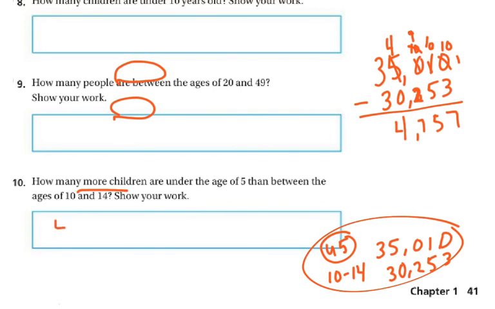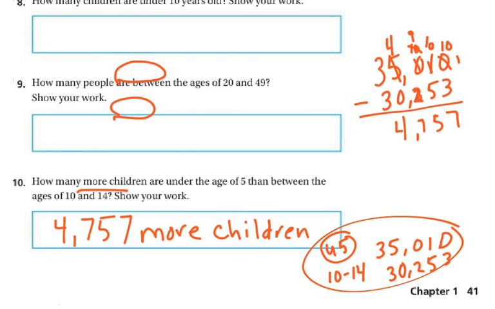So the answer is there are 4,757 more children under 5 than there are 10 to 14-year-olds.